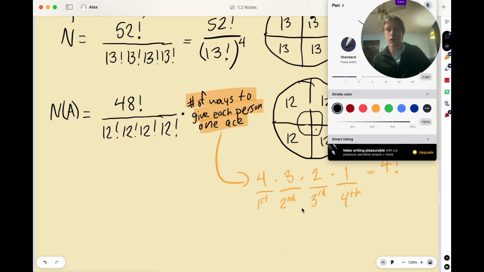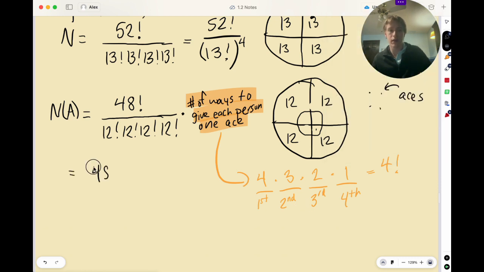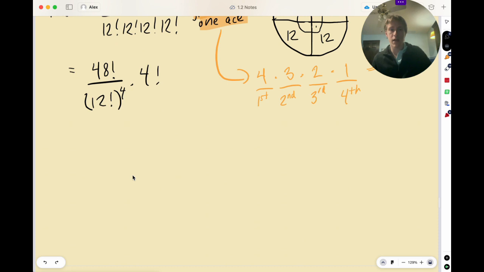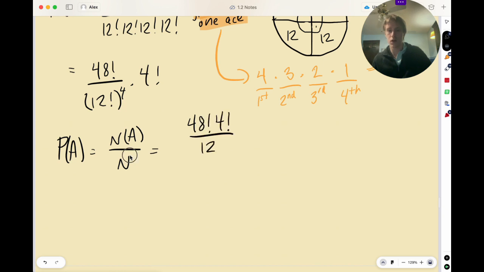Okay. So we get that the number of ways that A can occur is 48 factorial divided by 12 factorial to the fourth times 4 factorial. Okay, great. So now we have the number of ways A can occur, and we have the total number of ways. So we can combine them with the probability formula. And we get that the probability that A can occur, it's this fraction, is going to be 48 factorial, 4 factorial over 12 factorial to the fourth power, divided by 52 factorial divided by 13 factorial to the fourth power.